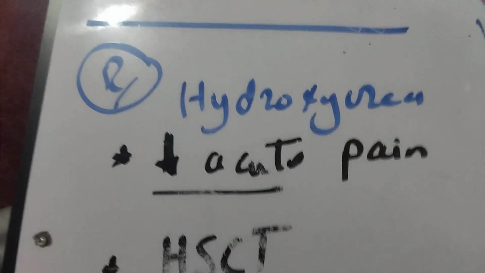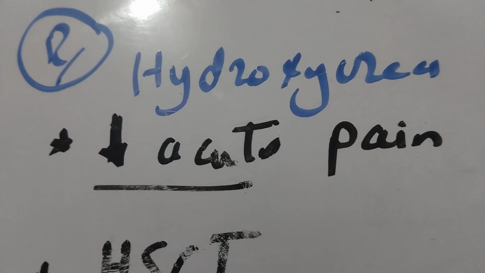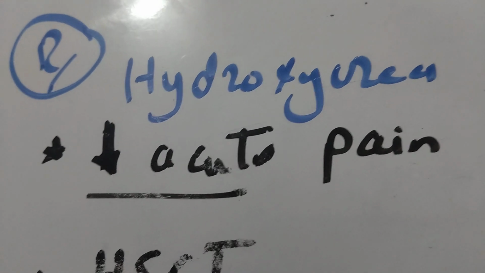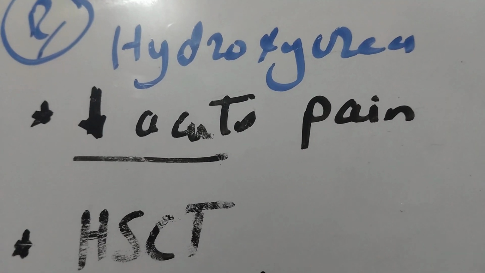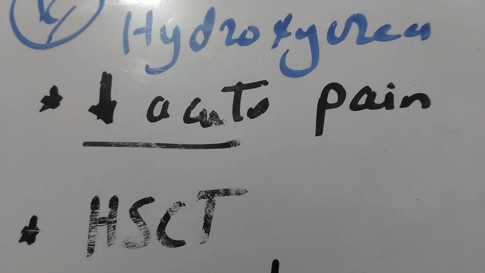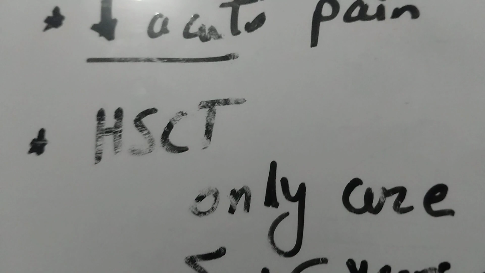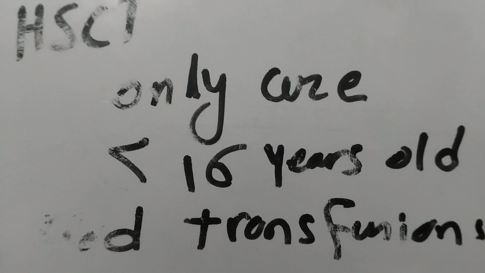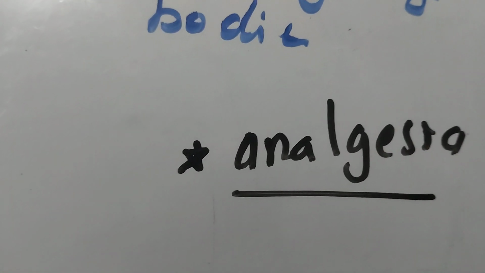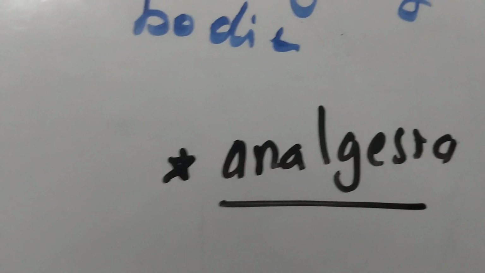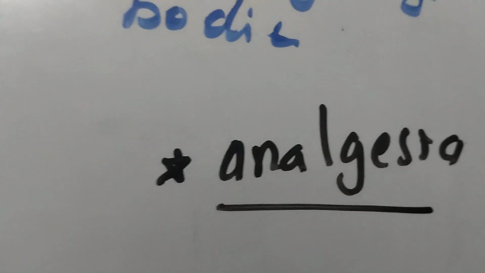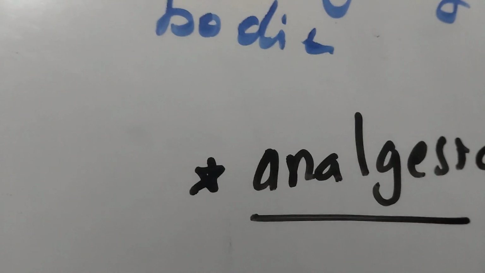How to treat this patient? This drug is very important in this disease. Hydroxyurea. Hydroxyurea reduces the acute attacks of painful crises which occur, and the only curative treatment is hematopoietic stem cell transplantation. It should be done before the age of 16, and blood transfusion is supportive treatment. And when the pain is severe, as in cases of acute myocardial infarction, morphine may be given as analgesia, which is usually morphine or pethidine.